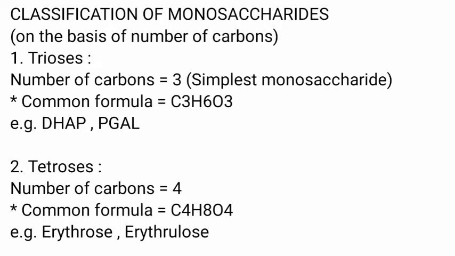Second one, tetroses. Number of carbons is 4. Common formula is C4H8O4. Example, erythrose and erythrulose.